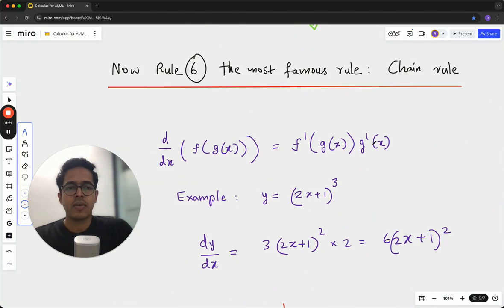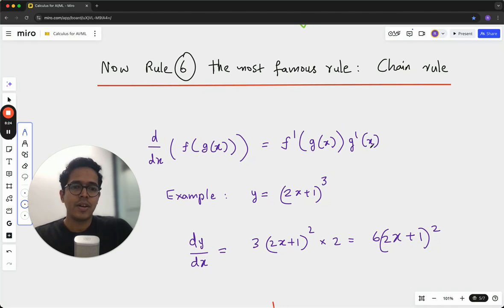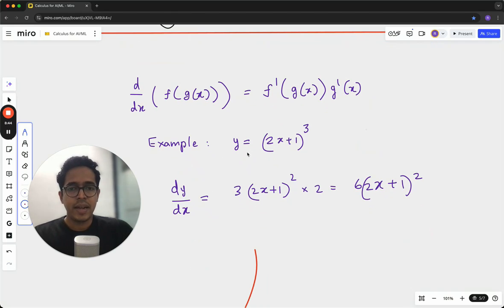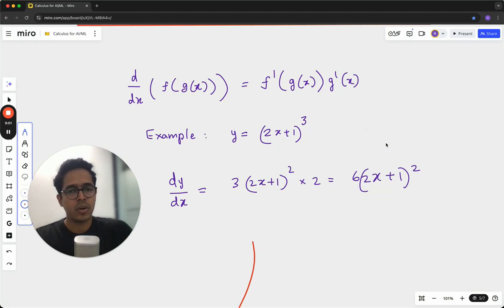And finally, the star of the lecture, chain rule. You might be wondering, why is this a big deal? You will see that once we come to the optimization part, which is not in today's lecture, but later part of the course. So d by dx of f of g of x is nothing but f prime of g of x times g prime of x. It is fairly easy to understand with a numerical example. So d by dx of y, where y equal to 2x plus 1 the whole cube, is 3 times 2x plus 1 the whole square times d by dx of whatever is inside, that is 2. So here, this will be 6 times 2x plus 1 the whole square.